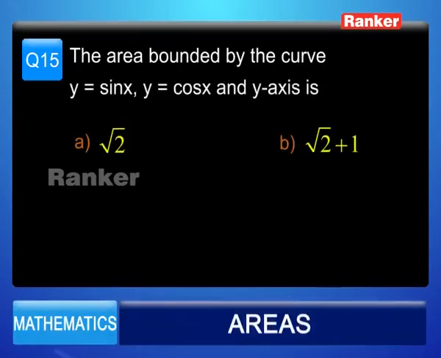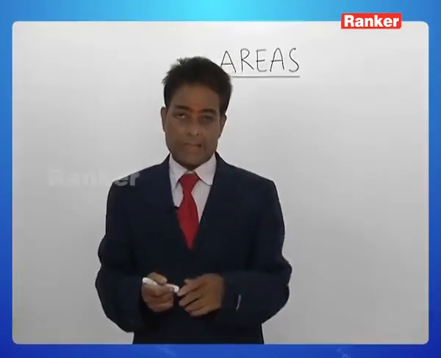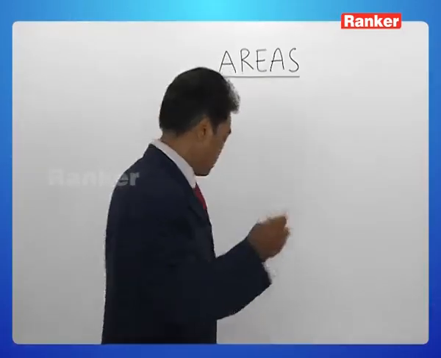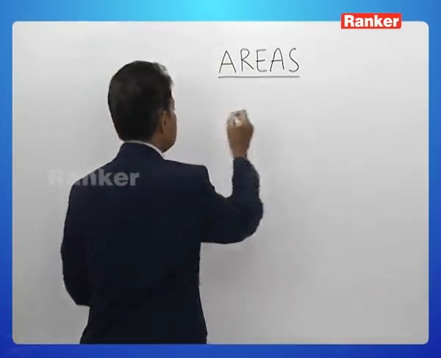Question number 15. The area bounded by the curve y is equal to sin x, y is equal to cos x, and y axis. So what is the area? Options are given. A is root 2 square units, B is root 2 plus 1, C is root 2 minus 1, and D is root 2 plus 2. So what is the right answer? Let us see. Question number 15.